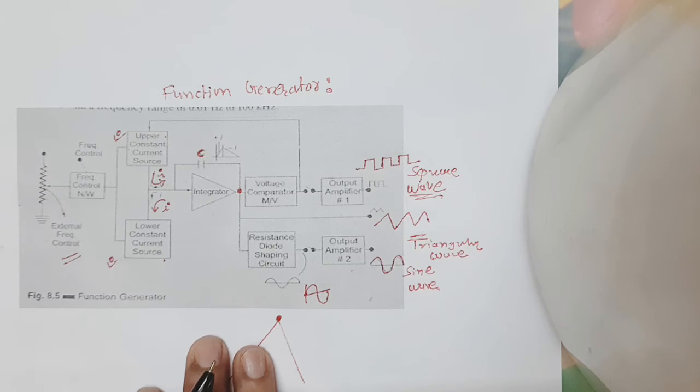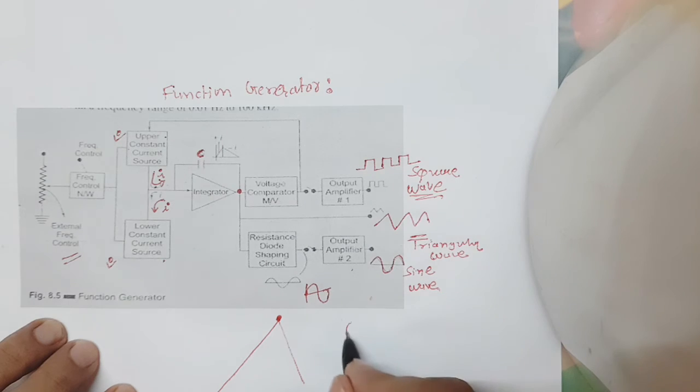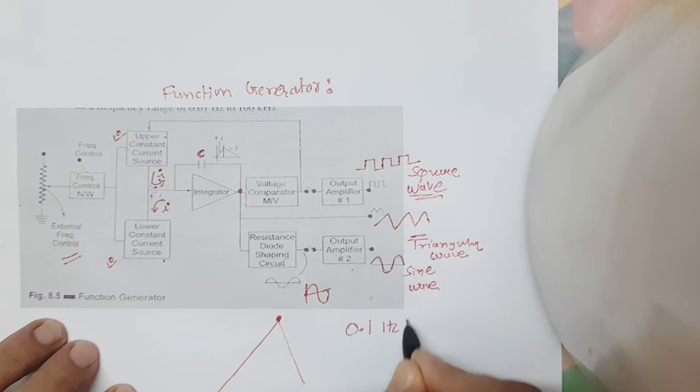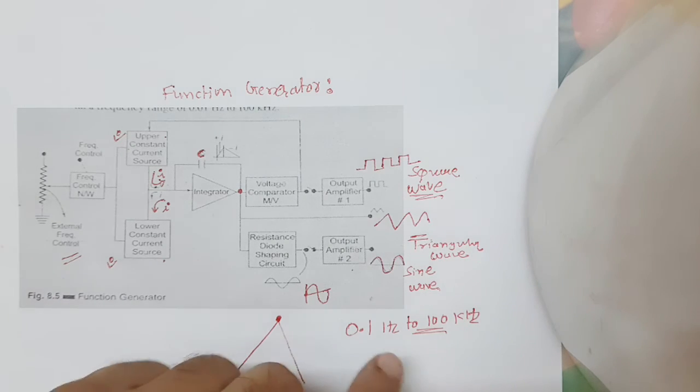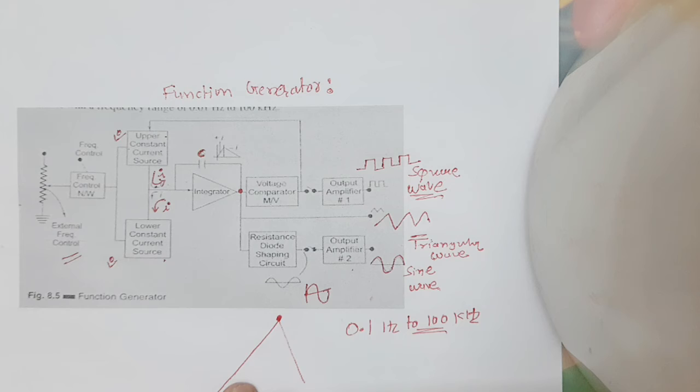In the frequency range of 0.1 Hz to 100 kilohertz. This is the frequency range. We can change the frequency up to this. The frequency controlled voltage regulates two current sources.